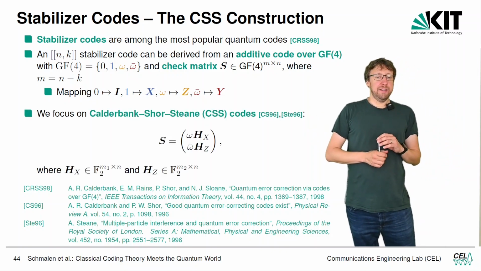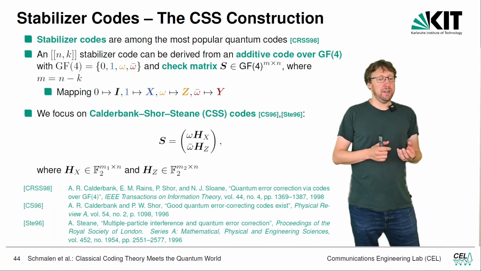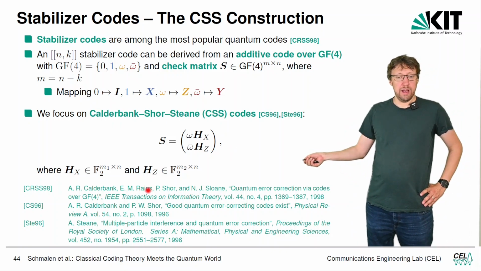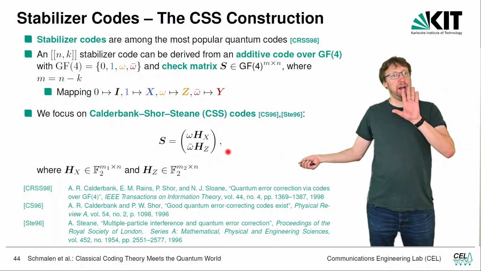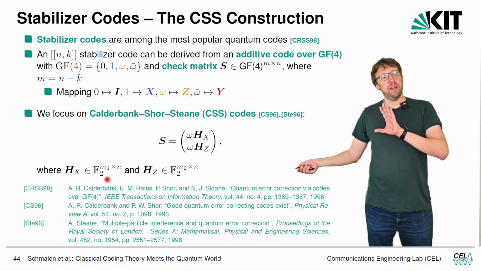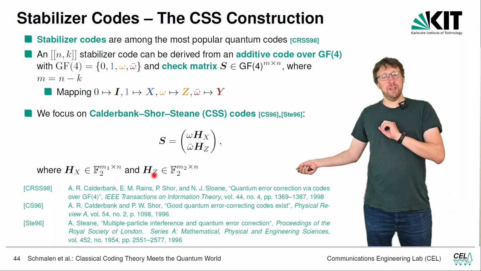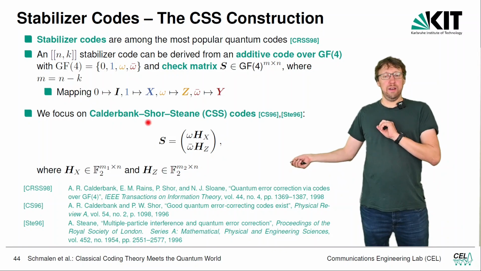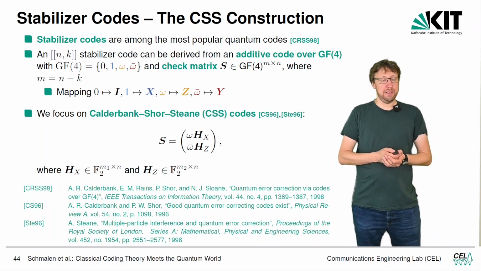And the so-called CSS, Calderbank-Shor-Steane construction, says that you take two classical codes, HX and HZ, and you construct a check matrix. So you take a binary code HX, you multiply it with omega, you take a binary code HZ, you multiply it with omega bar, and you get the check matrix. So this is how you can construct a stabilizer code.